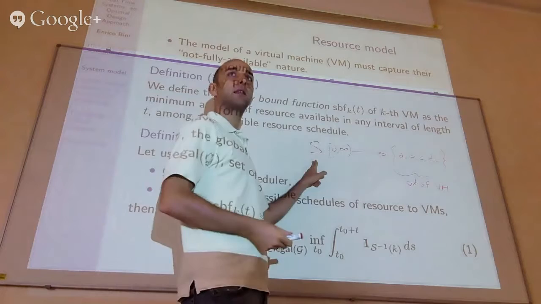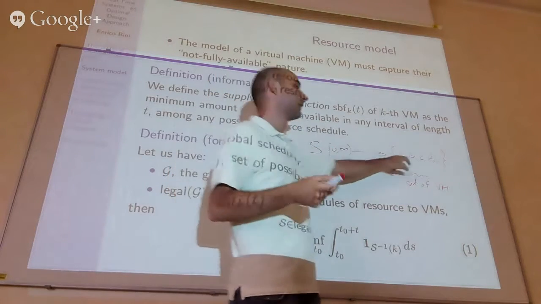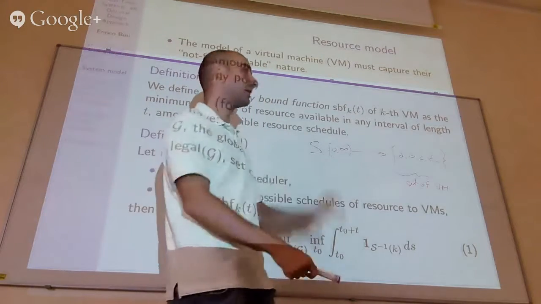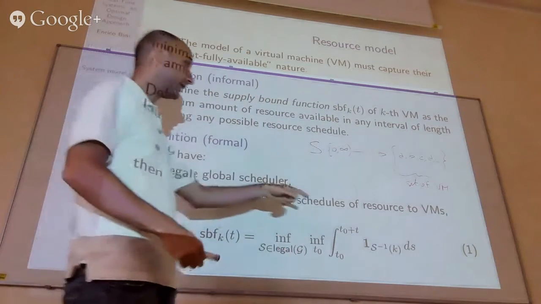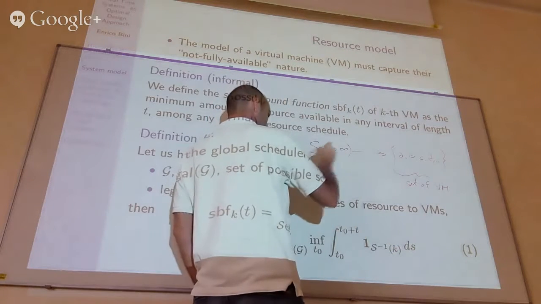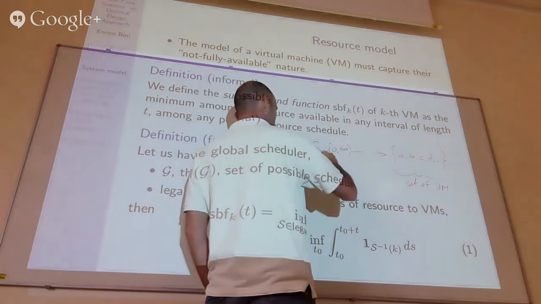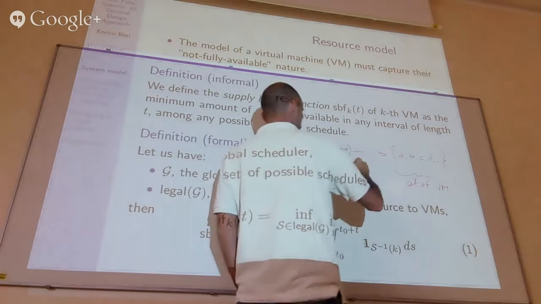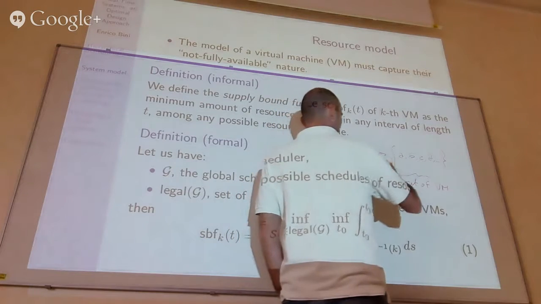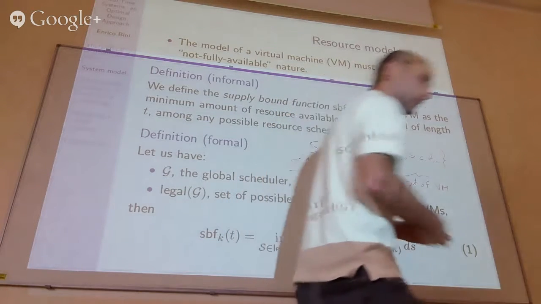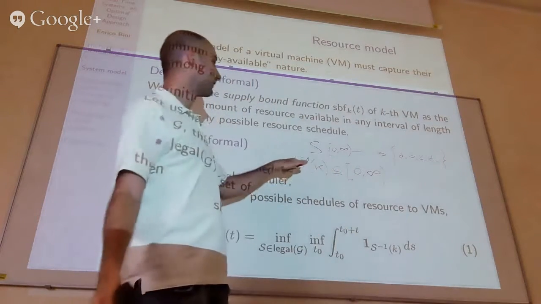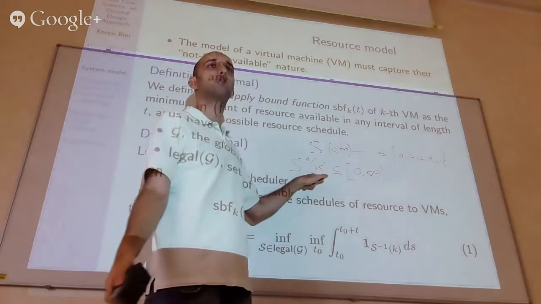So basically, S schedules time to virtual machines. It says now it's you, now it's you, now it's you. This is just the schedule. So the inverse, basically S minus 1 of K, is a subset of the half line on which the time is allocated to the virtual machine K.